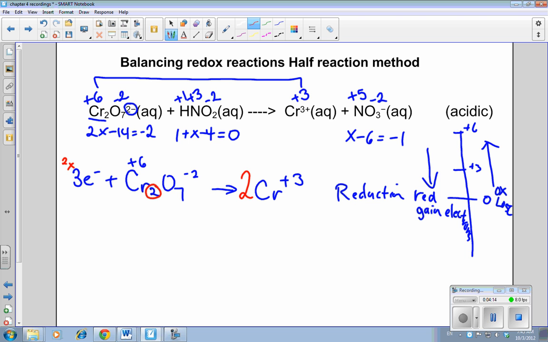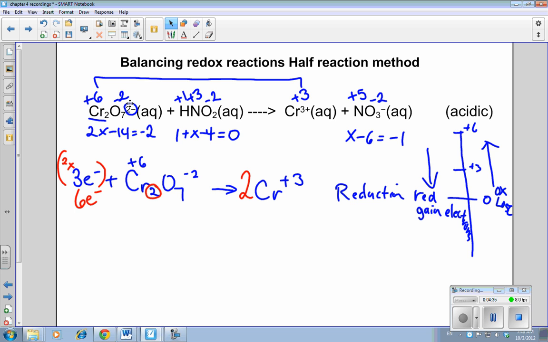So that's going to be a total of 6 electrons that are being gained. So that now is the half reaction, the reduction half reaction. So if somebody gains electrons, someone had to lose. So that's why it's called redox, reduction oxidation.